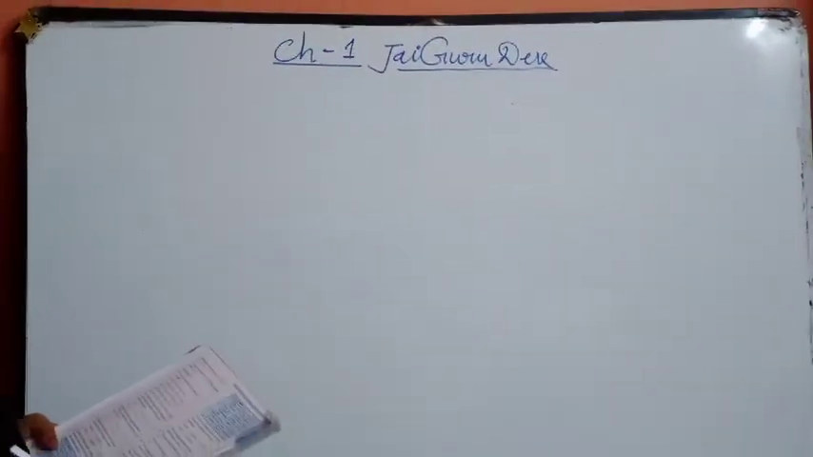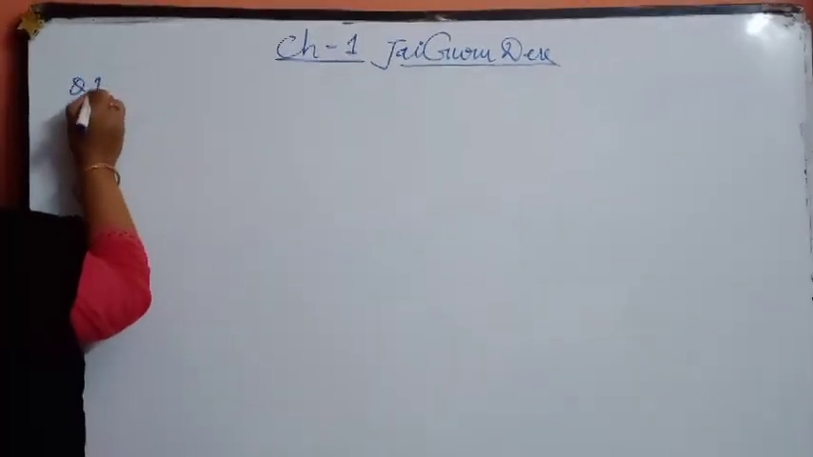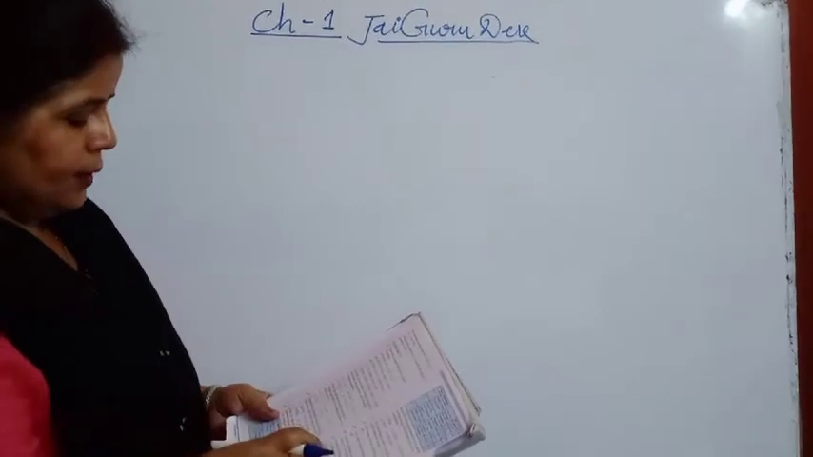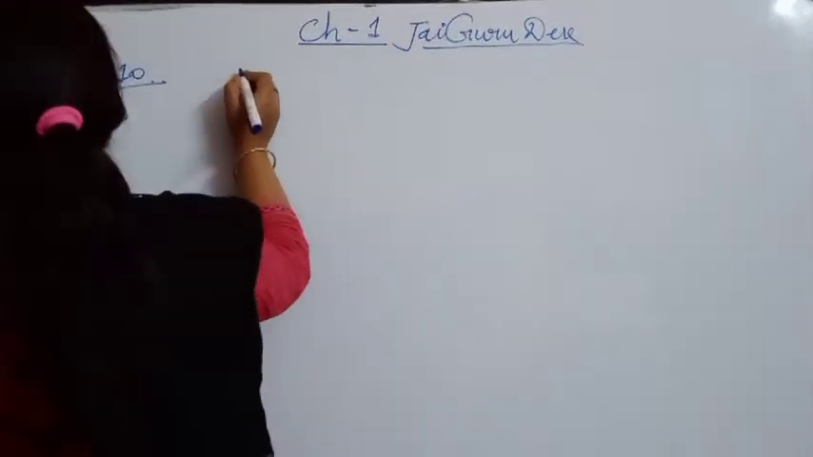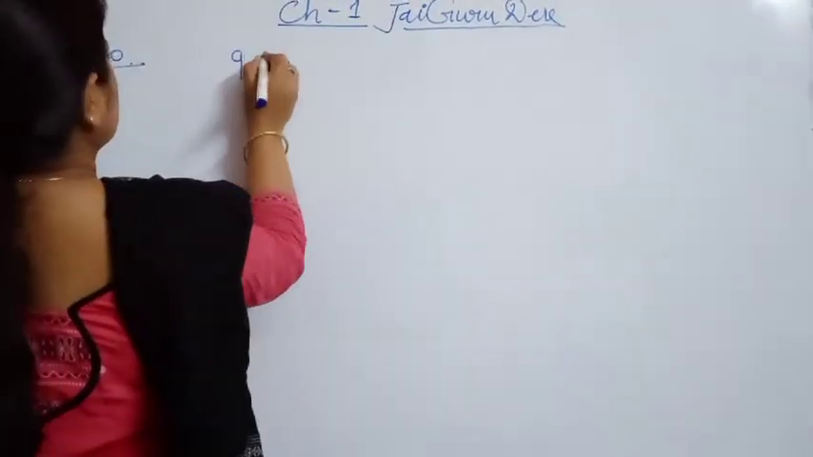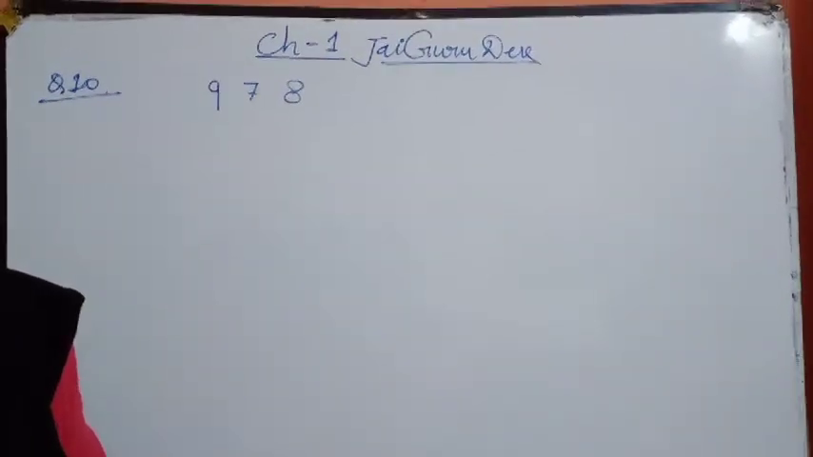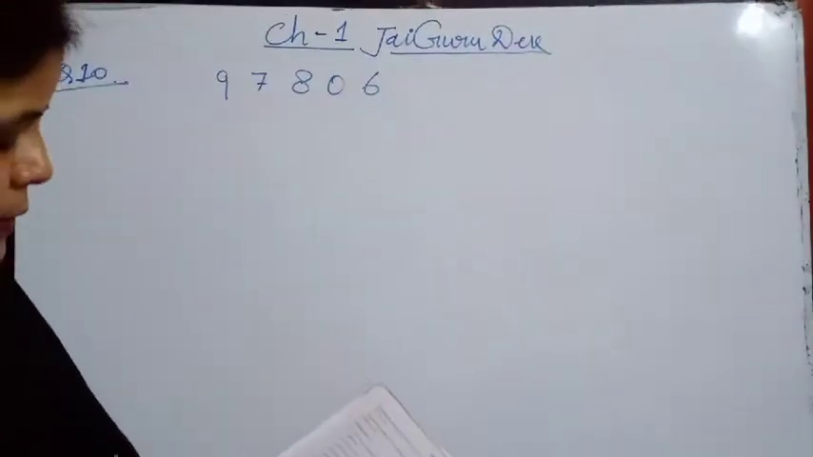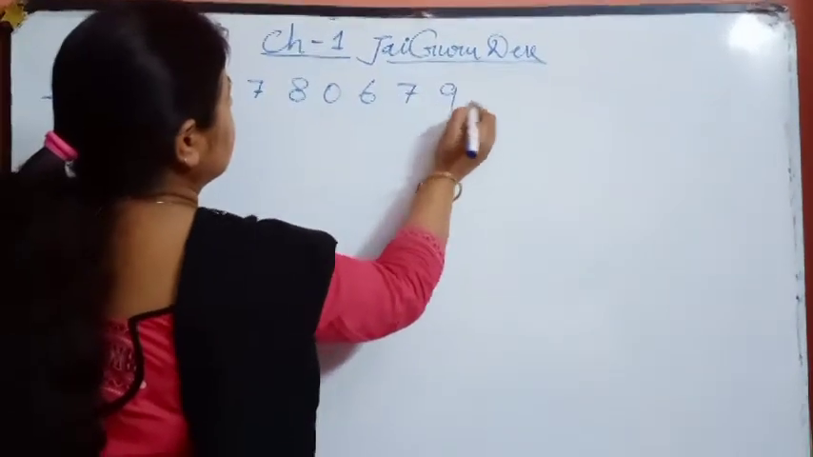Now see, beta, question number 10. Question number 10 is: find the difference between the place value of 7 in the given digits 9, 7, 8, 9, 7, 8, 0, 6, 0, 6, 7, 9, 9.